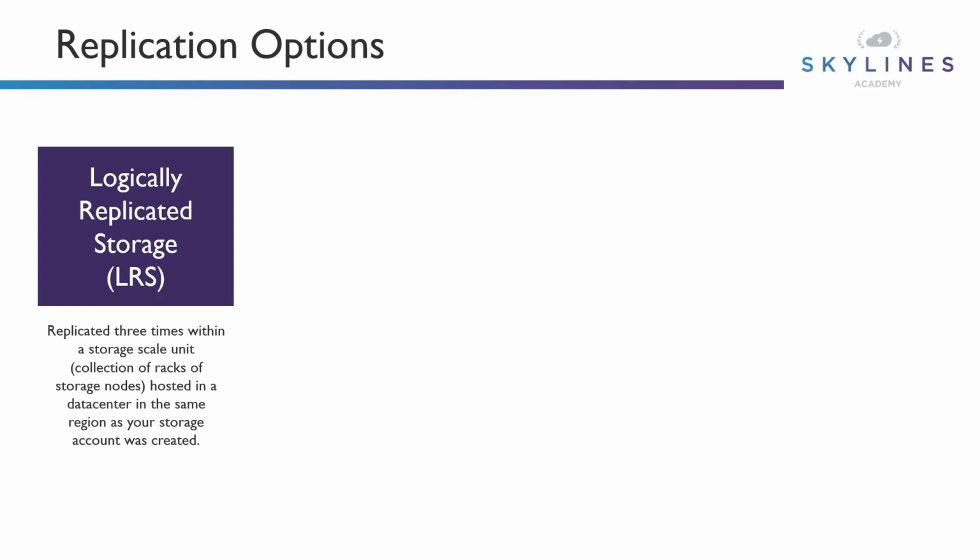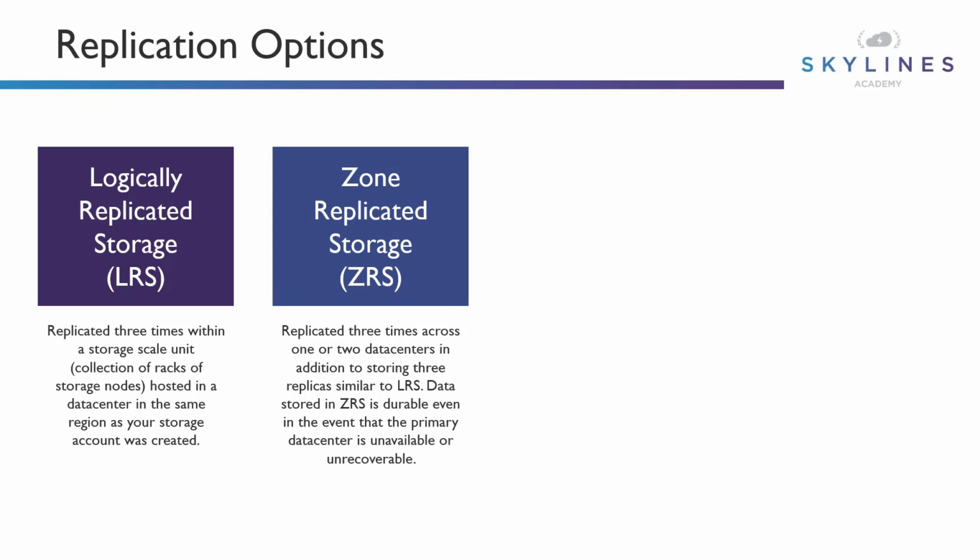And to clarify, when you see LRS out there, I've got a typo in our slide there. This is locally replicated storage. So this is replicated three times within a storage scale unit. A storage scale unit is your collection of racks of storage nodes in the data center in the same region as your storage account was created. When we move up to ZRS, which has undergone some changes, this is essentially multiple data centers, but potentially still in the same region.